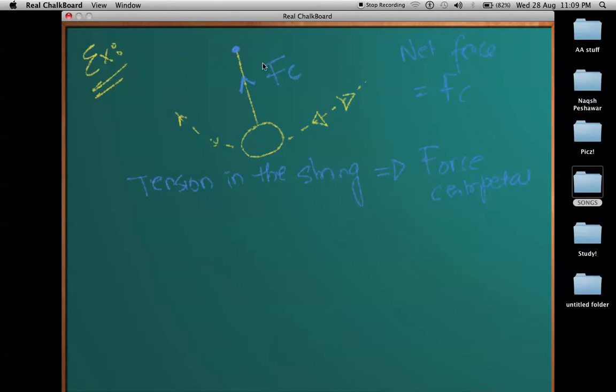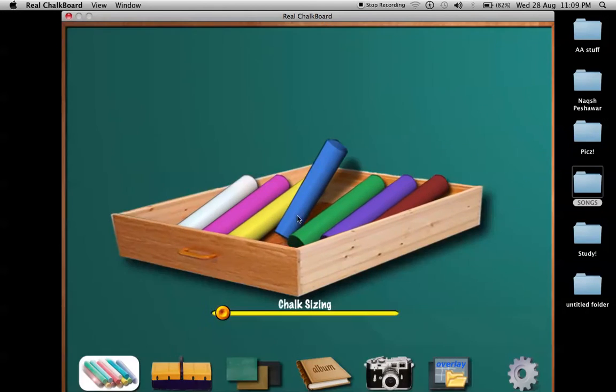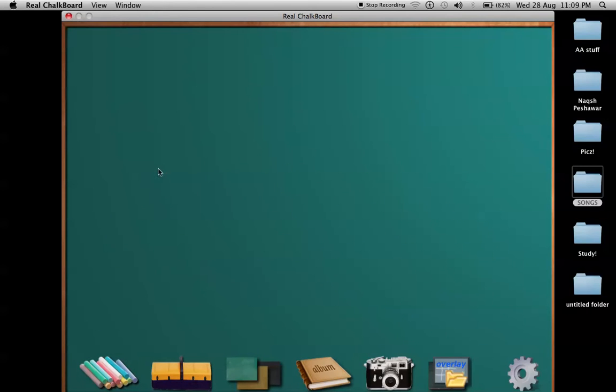In this case, the tension is the thing that changes and forms centripetal force. And it will always be towards the center of the object. So let's talk about another example. You might not come across this one, but this is a very useful one.